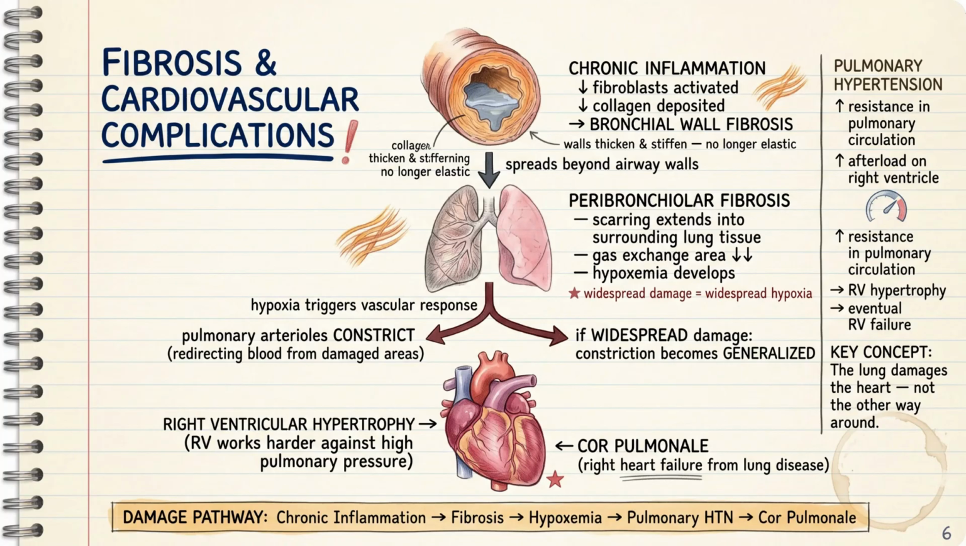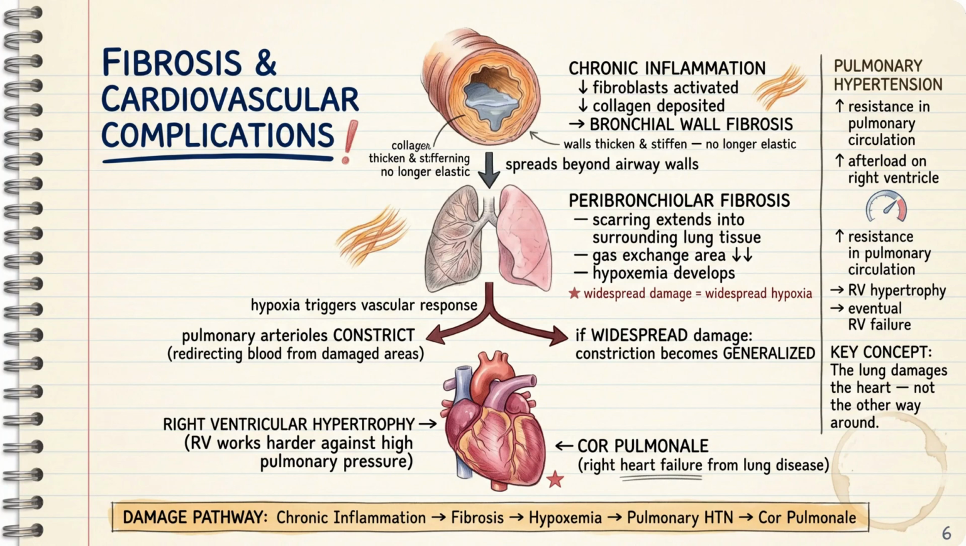Now the lungs respond. In areas of low oxygen, pulmonary arterioles constrict, redirecting blood toward healthier zones. This is an adaptive response. But when damage is generalized, that vasoconstriction becomes generalized too. Resistance throughout the pulmonary circulation rises.